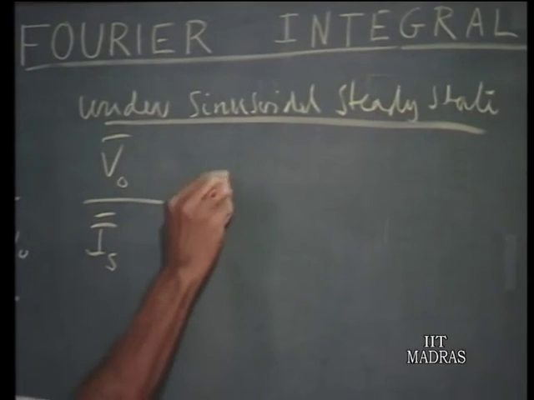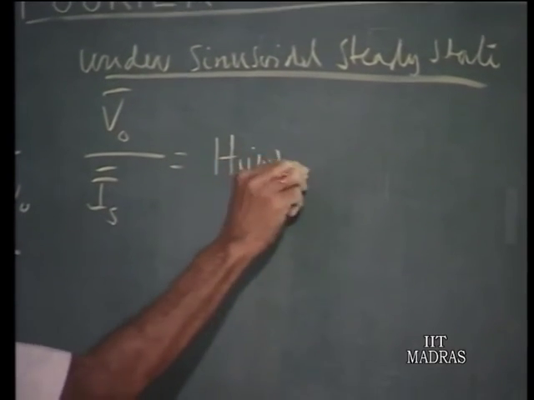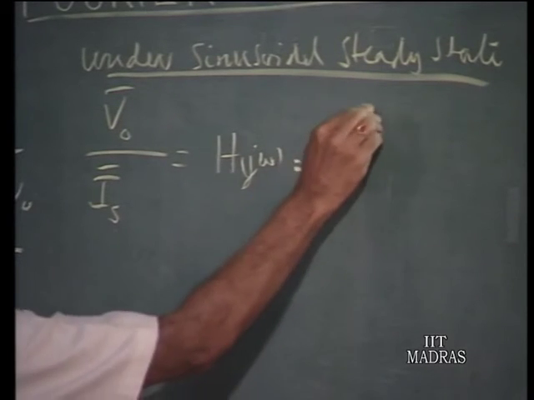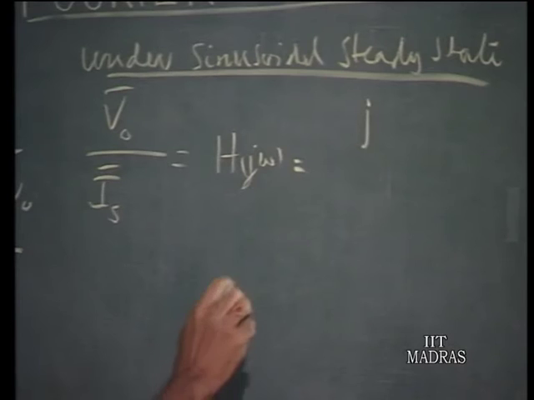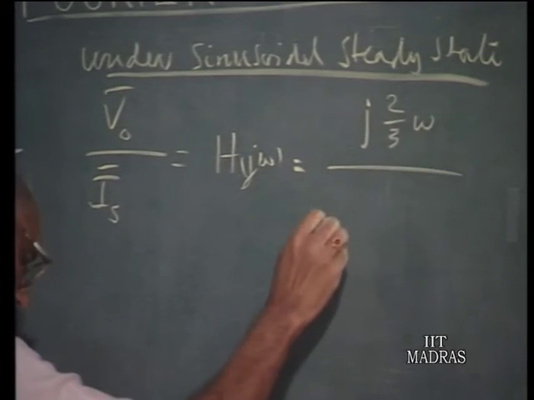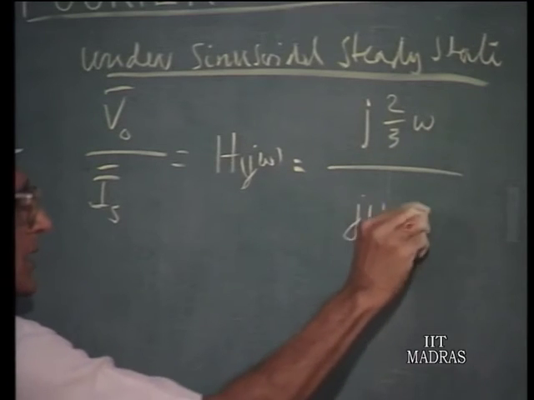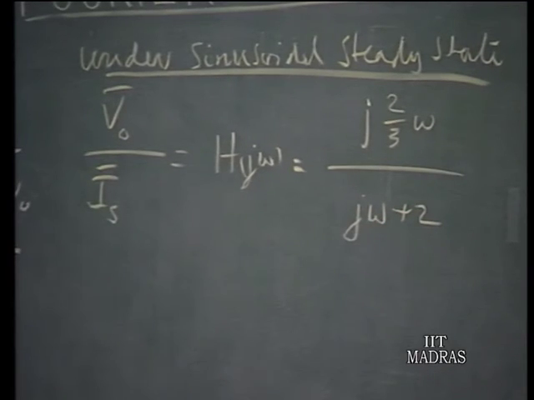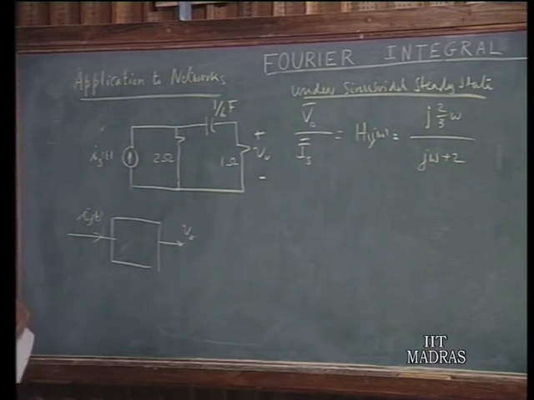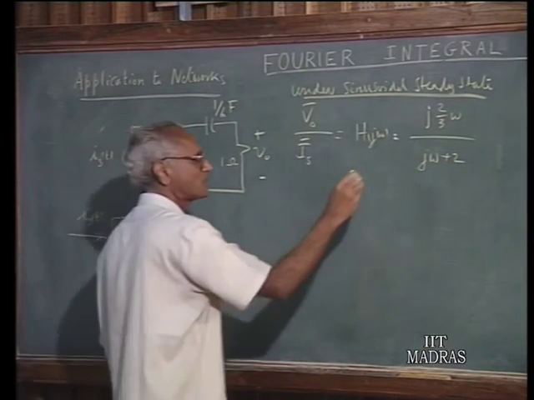This is our H of j omega, because once you identify this as the output and this as the input, we have the output to the input, the system function can be defined as V naught over I s. You can work this out and show that this is equal to j 2 by 3 omega divided by j omega plus 2. Using the concept of impedances and admittances, you calculate the ratio of this phasor to the input phasor, that will be what it is. So, this is the system function.